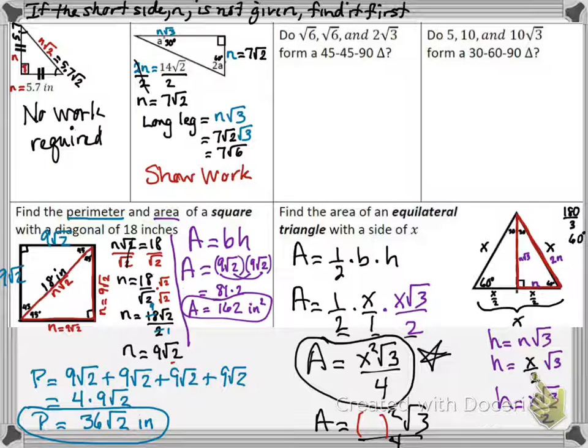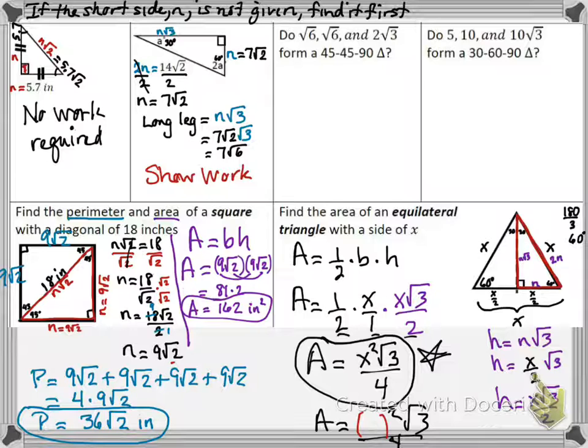And then I thought, might as well finish off these other two problems, even though they don't show up, I think, until the 18.0b assignment. It says, do root 6 and 2 root 3 form a 45, 45, 90 triangle?